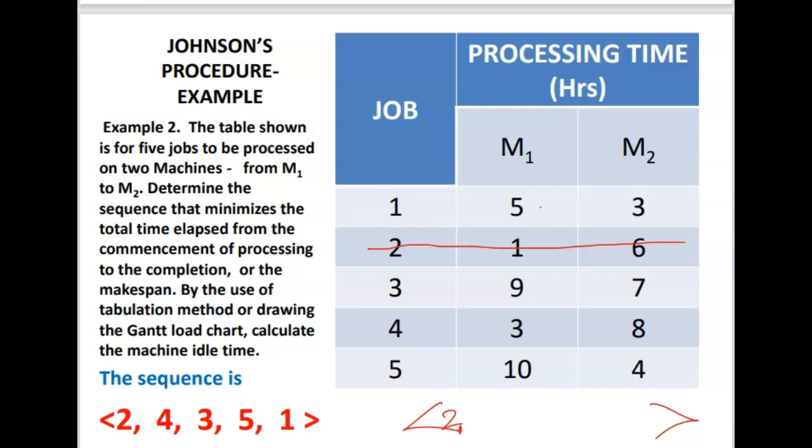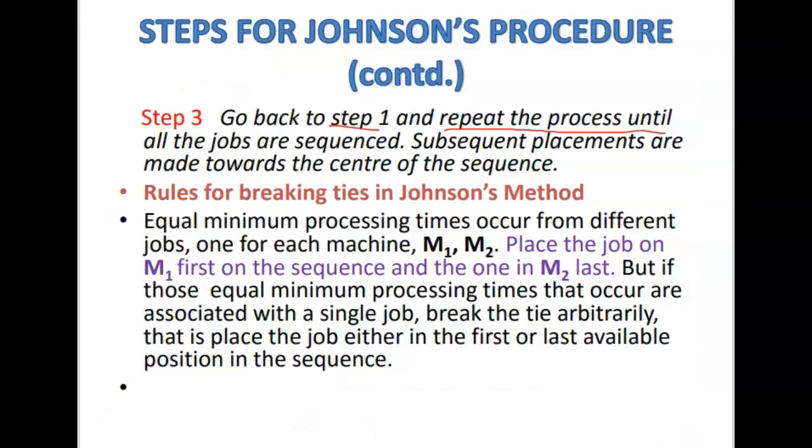3. Now we can see the 3 that we are having. We have 3 under machine 2 for job 1. We have another 3 under job 4 for machine 1. Now that means this is a tie. How do we break the tie? In case you have a tie, how do you break it? Look at the rules for breaking ties in Johnson's method.